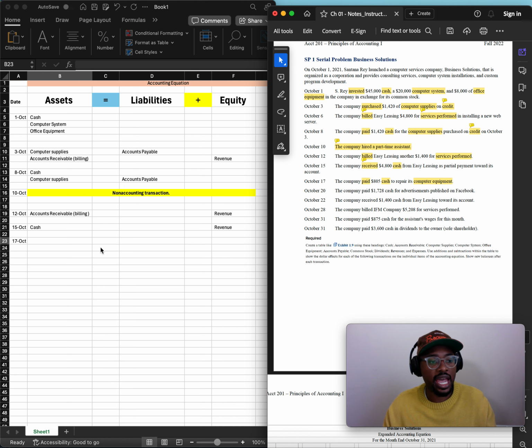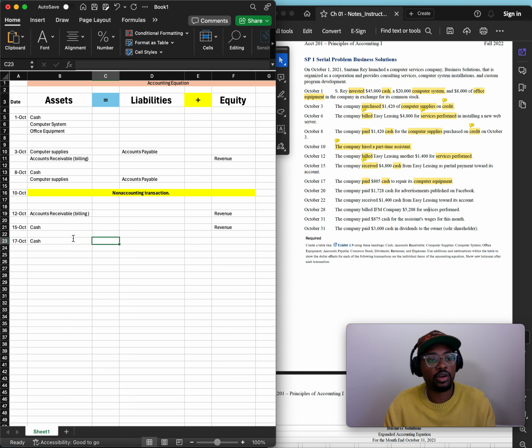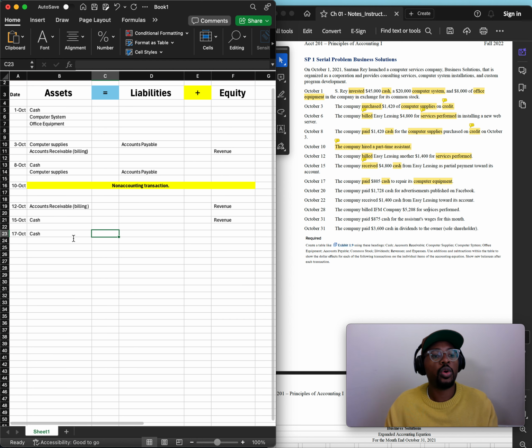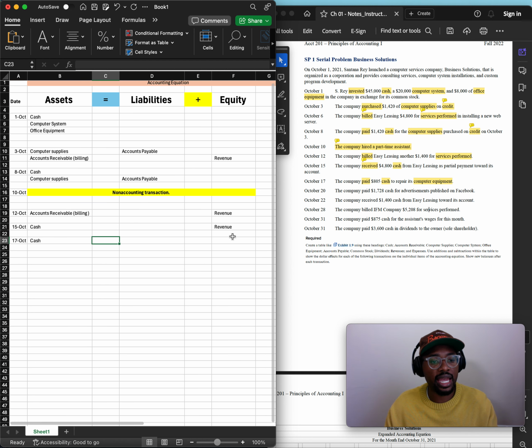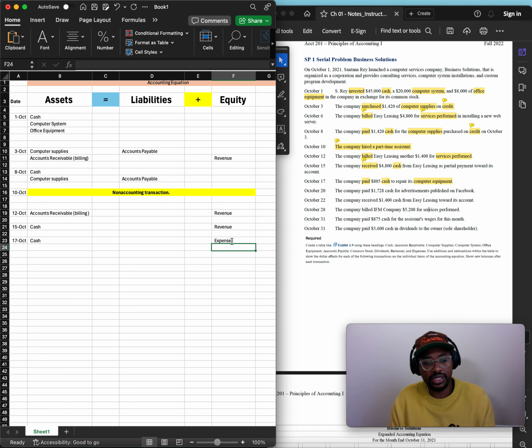So the company paid cash. So we know that our assets are going to be impacted. What we also know, you want to write this down, this is new. We're going to put expenses here. So what are expenses? Money going out. So we pay cash for money going out. So that's all you have to put there. If you have any questions, put it in the chat, y'all.